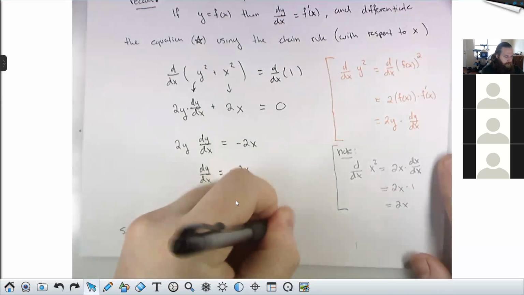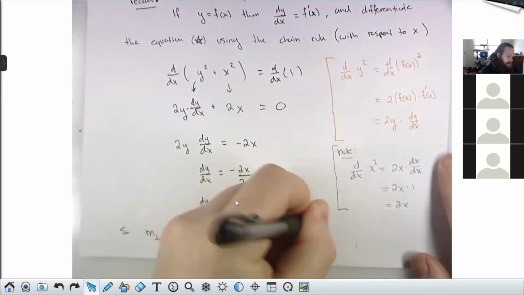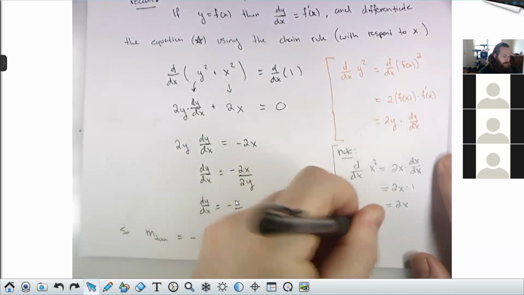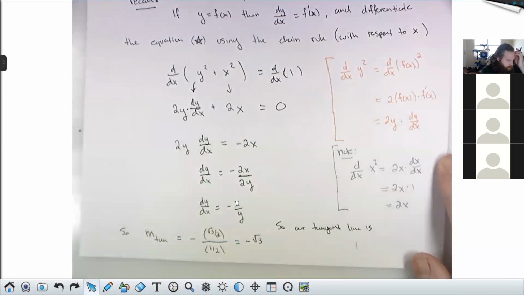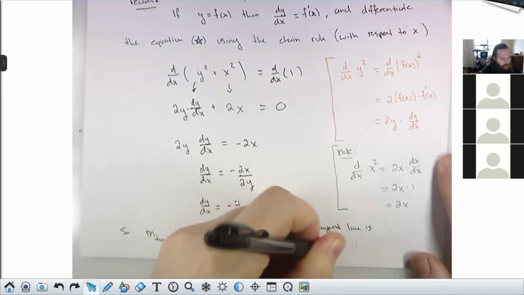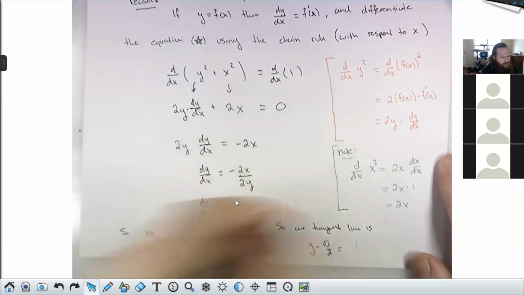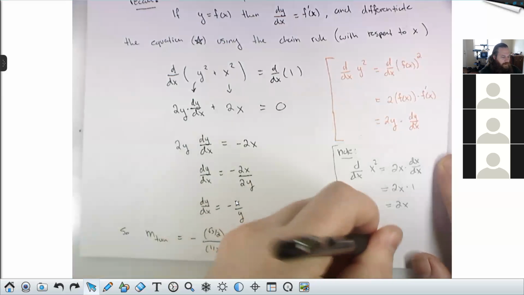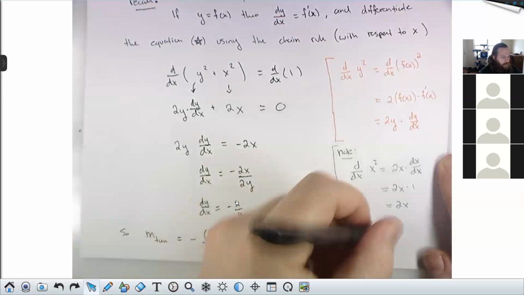So our tangent line, we have to use the point slope formula. It's y minus y0. That's y minus root 3 over 2 equals m, which is negative square root of 3, times x minus 1/2. That would be our tangent line.